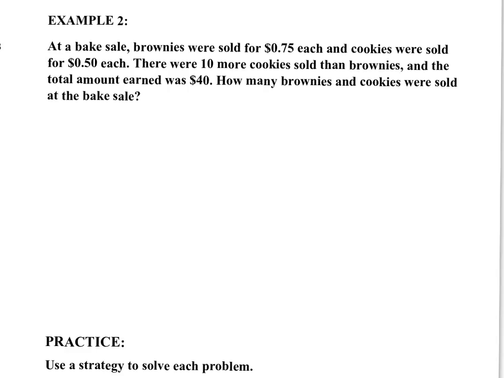Now, in example 2, we have a bake sale. Brownies were sold for 75 cents each, and cookies were sold for 50 cents each. There are 10 more cookies than brownies sold, and the total amount earned was $40.